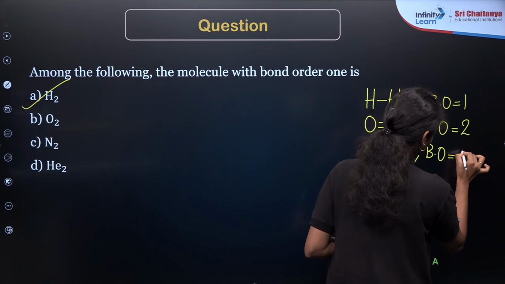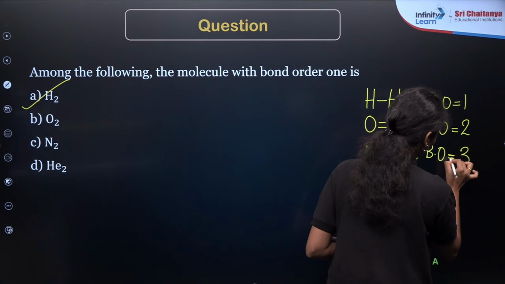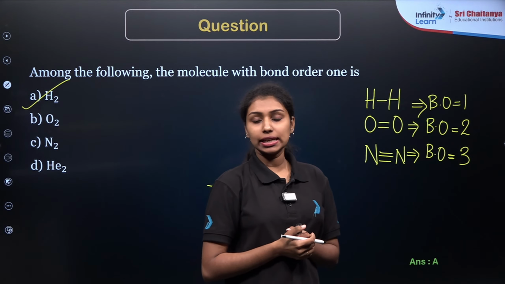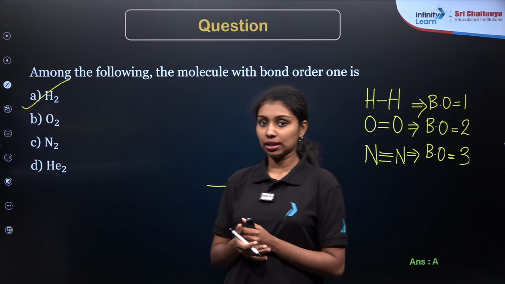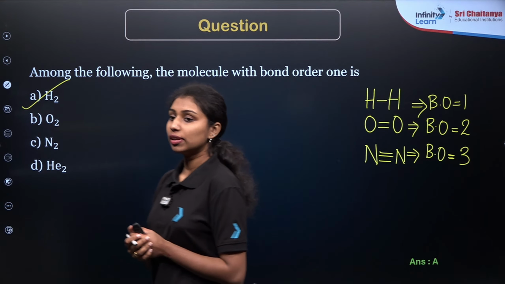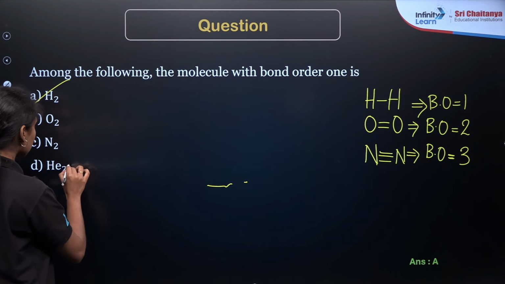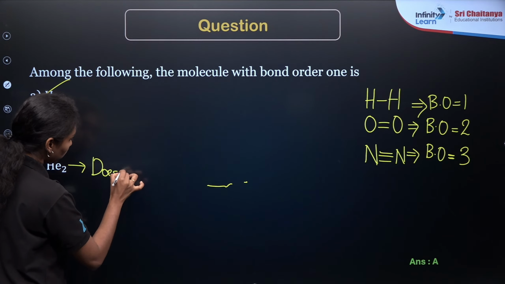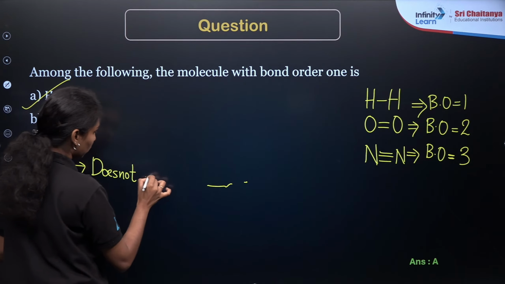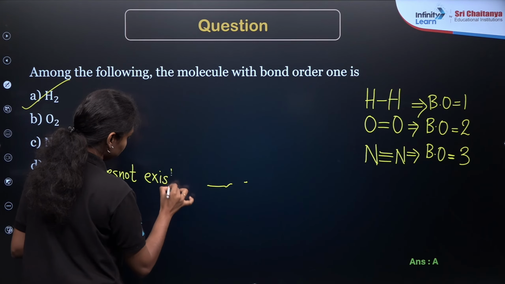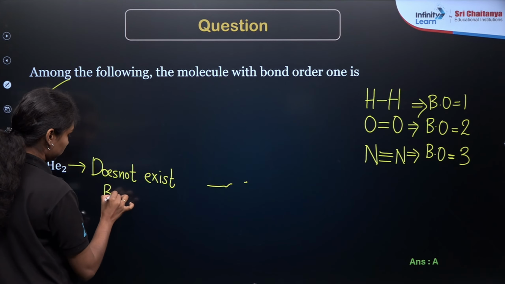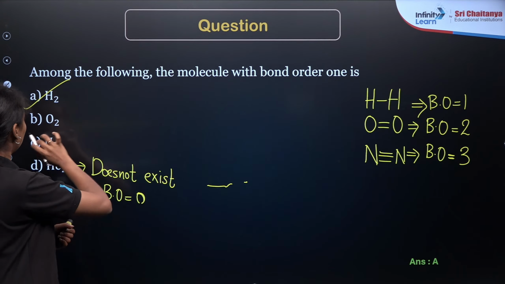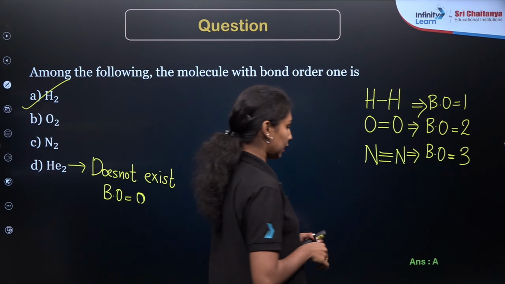If you go to the higher class, grade 11, you will get an idea about the molecular orbital theory in the chemical bonding and molecular structure chapter of the grade 11 syllabus. Then you will get a proper idea why the He2 molecule does not exist. It generally does not exist because its bond order is equal to 0. So according to our question, option A will be the correct answer.